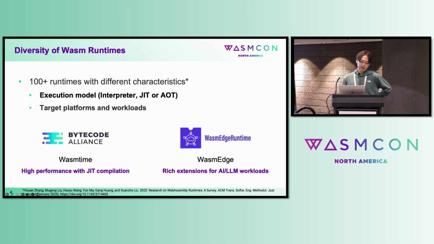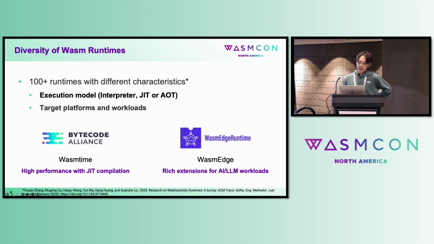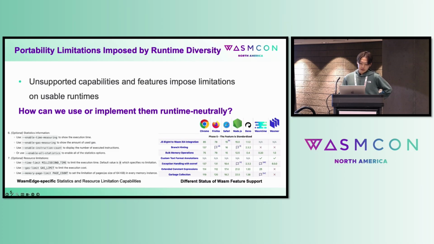There are currently over 100 unique Wasm runtime implementations. They differ in execution models like interpreters, JIT or AOT, target platform, and workloads. For example, Wasmtime achieves high-performance Wasm bytecode execution with JIT compilation, and WasmEdge offers rich extensions for AI workloads. But this runtime diversity imposes limitations on Wasm's portability.